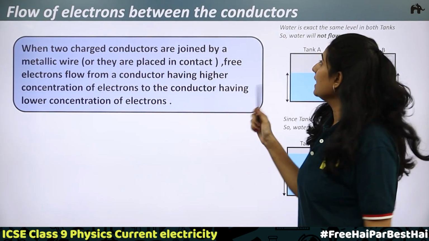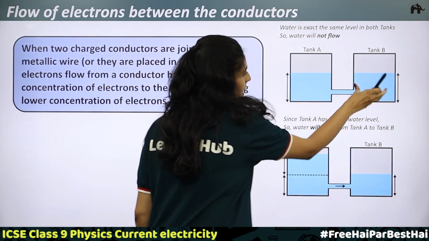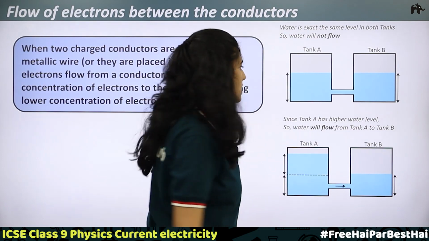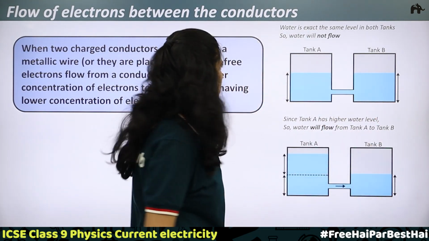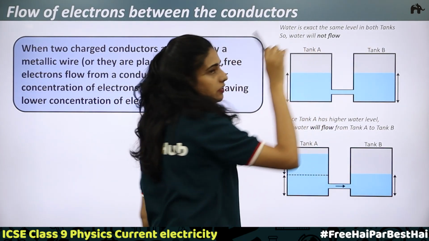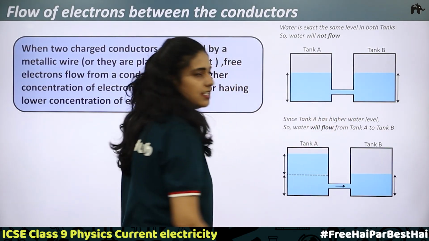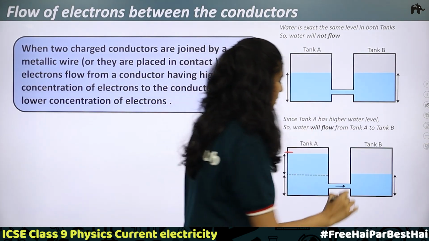Flow of electrons between conductors. Here you can see tank A and tank B. Water is filled in both the tanks and you can see that the water level is the same. The same level of water is there. Water is at exactly the same level in both tanks, so water will not flow. There is no flow of water because they are at the same level. Now consider this case. Here you can see in tank A this is the water level and in tank B this is the water level.